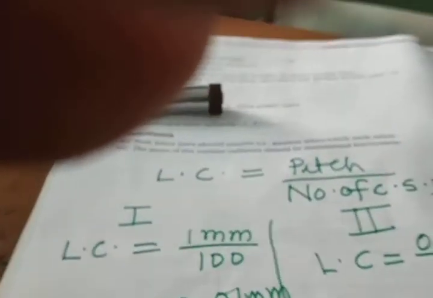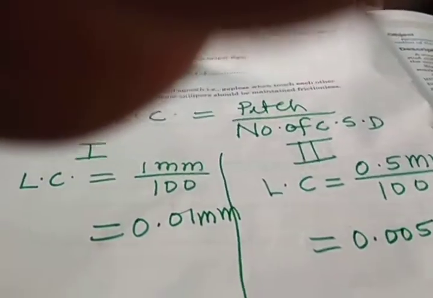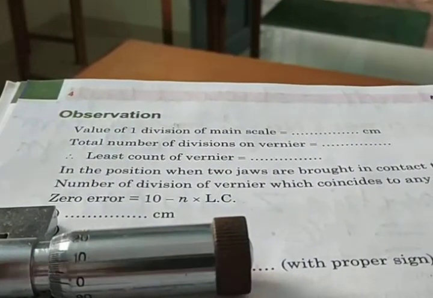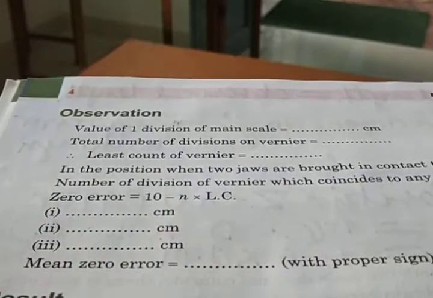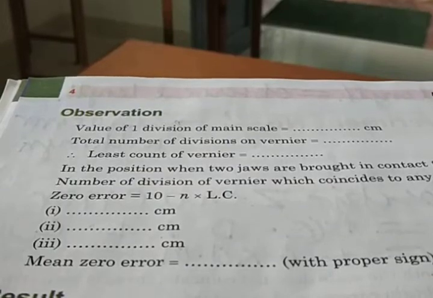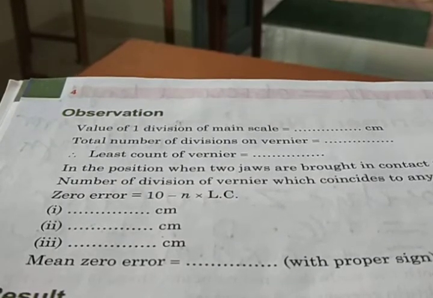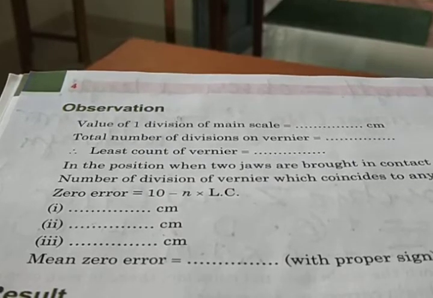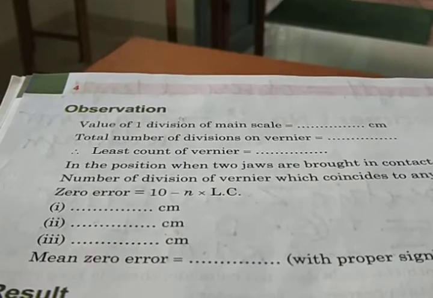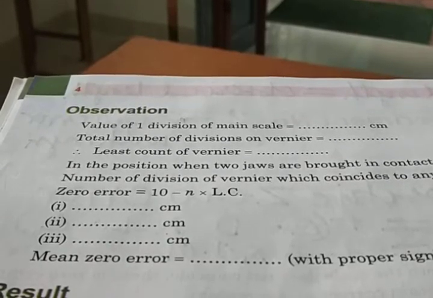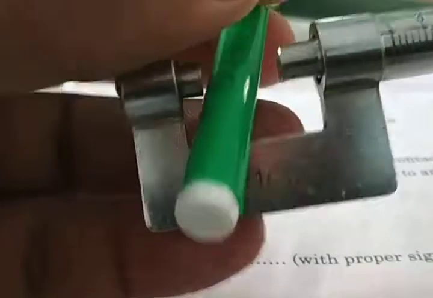Now I will show you how to determine the diameter of objects for which it is not possible to find it with the help of vernier calipers. So here I am taking one refill, this green pen. In order to determine the diameter, we will fix this pen here. You can see it is fixed here.